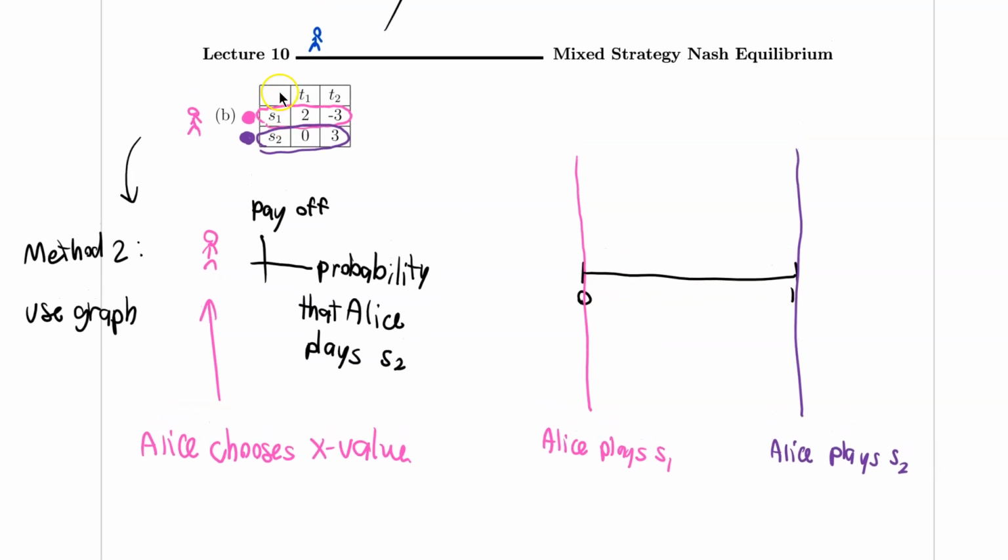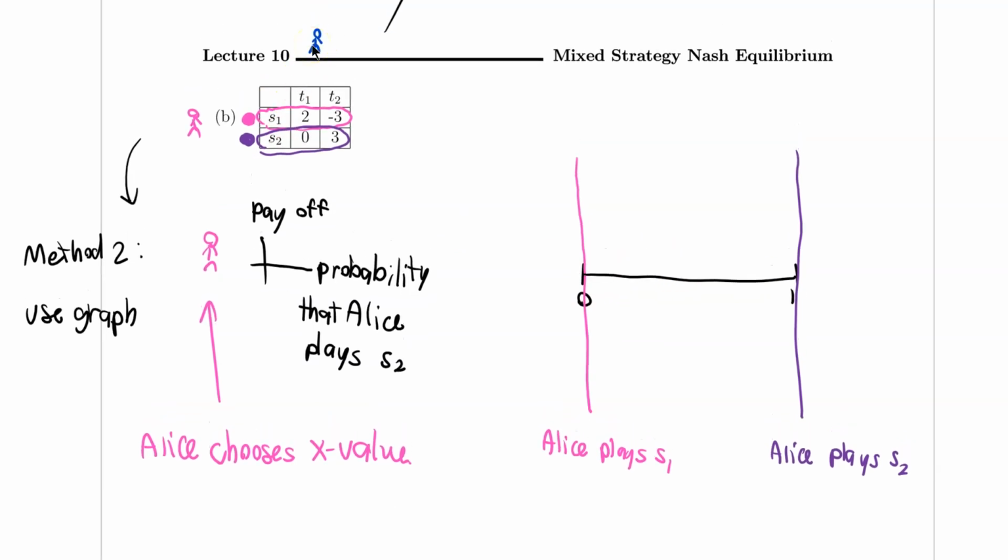Now let's look at this from Bob's point of view. Now Bob can choose between T1 and T2. Let me color code this. Let's say my T1 is blue, and then my T2 is probably light blue. So let me do this then. Now let me focus on the blue thing first.